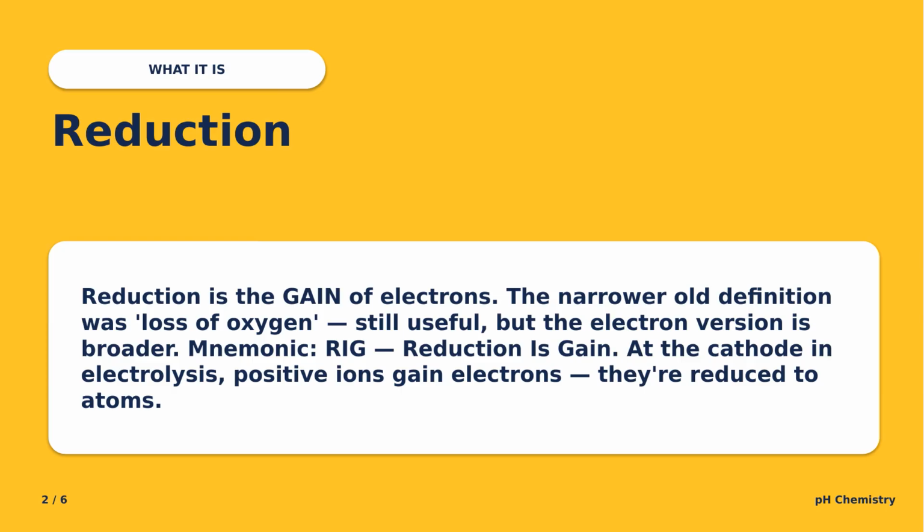Reduction is the gain of electrons. The narrower old definition was loss of oxygen, still useful, but the electron version is broader. The mnemonic? RIG. Reduction Is Gain. At the cathode in electrolysis, positive ions gain electrons. They are reduced to atoms.